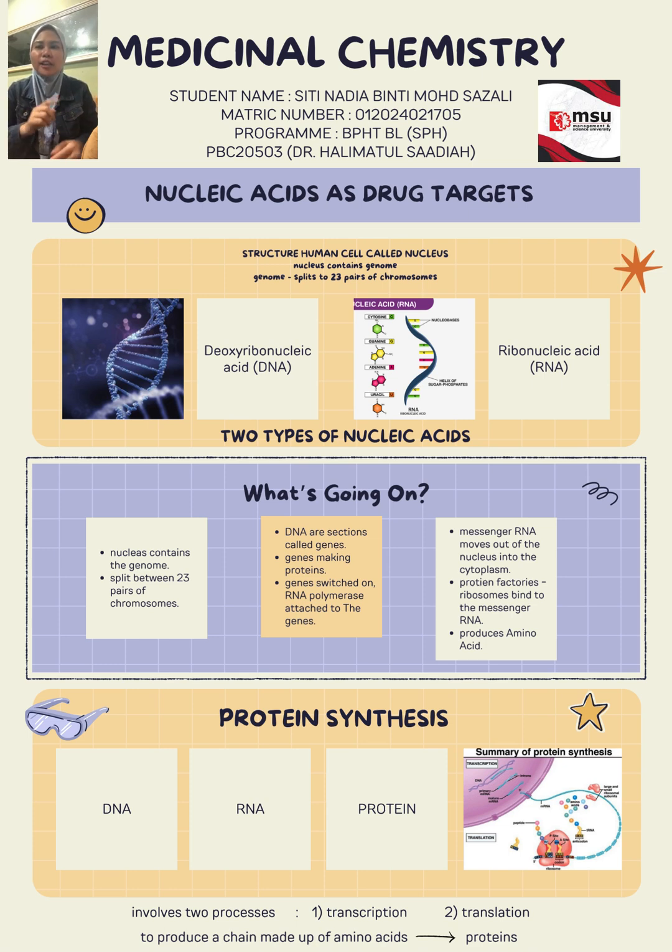The DNA has sections called genes. Genes make protein, and when the genes are switched on, RNA polymerase attaches to the genes. Messenger RNA moves out of the nucleus into the cytoplasm. Protein factories, ribosomes, bind to the messenger RNA and will produce amino acids.